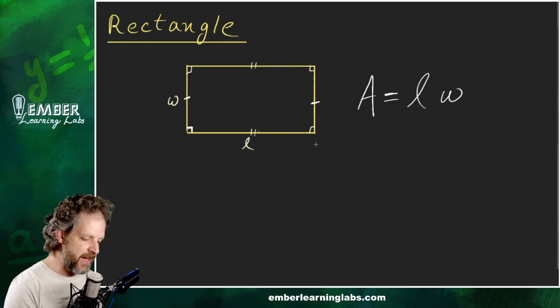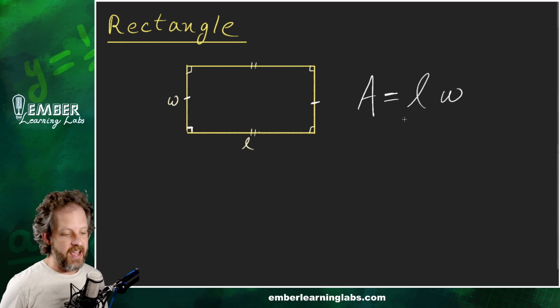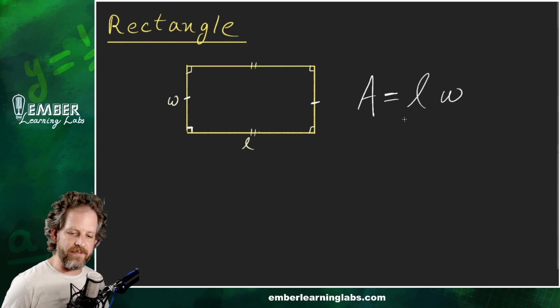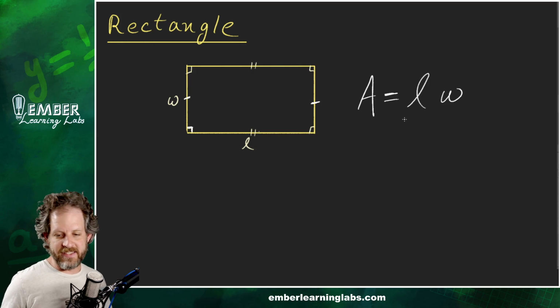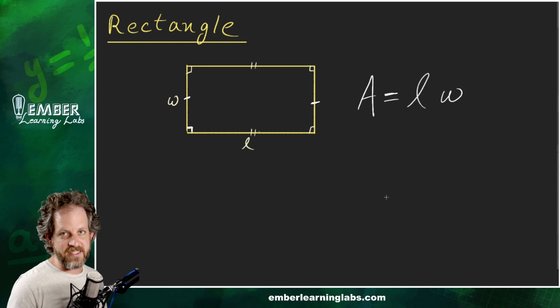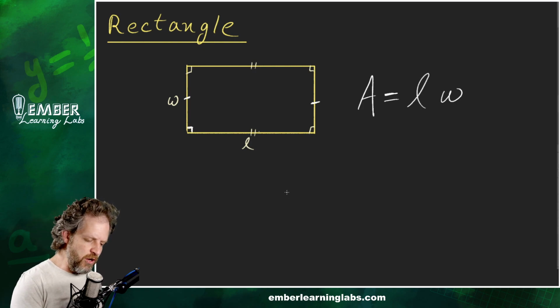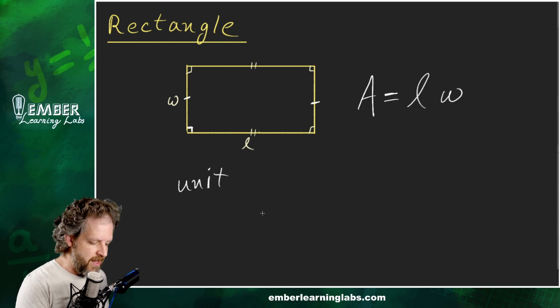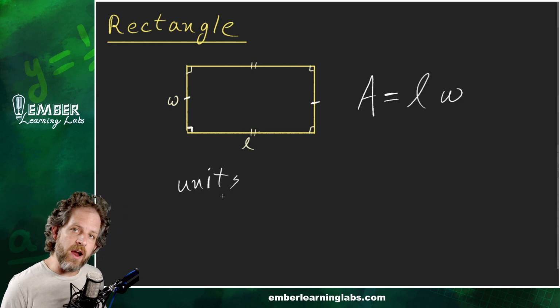So area is length times width. That's it. And so because of that, we have a distance times a distance. So we have, let's say, centimeters times centimeters, right? If you have something times itself, that is squaring the something. And so, the units are squared units for area.